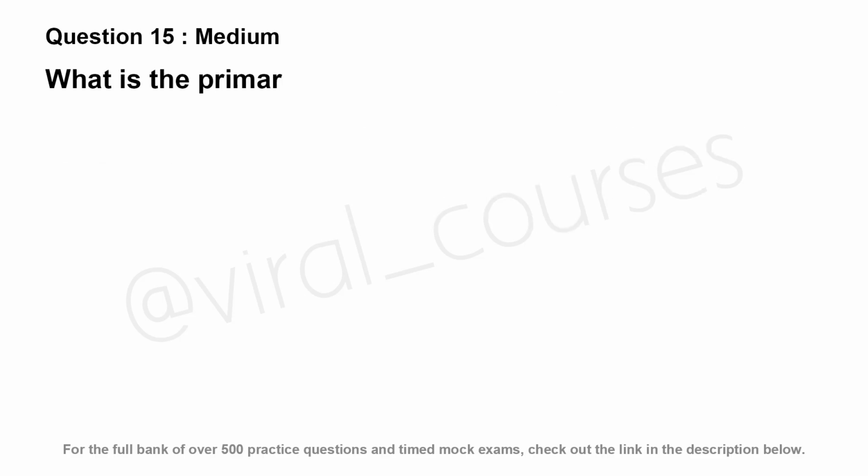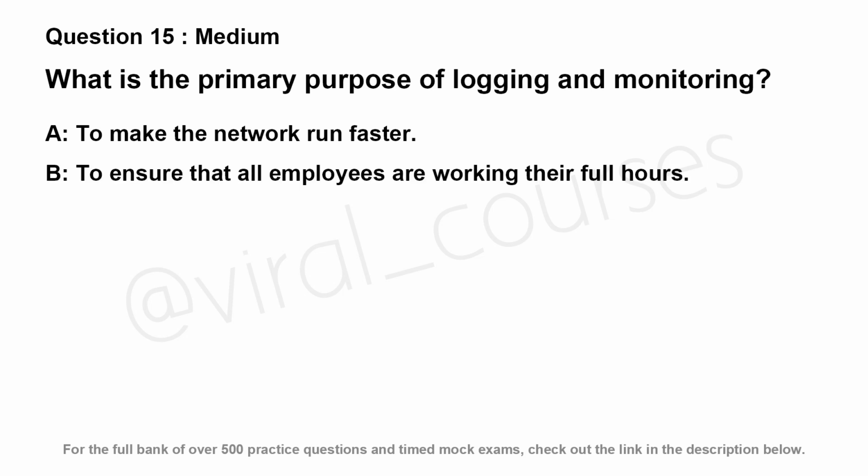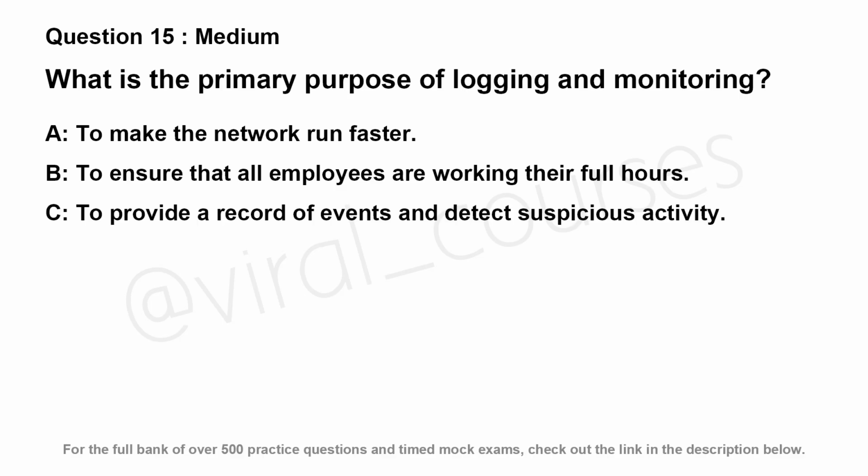What is the primary purpose of logging and monitoring? Option A, to make the network run faster. Option B, to ensure that all employees are working their full hours. Option C, to provide a record of events and detect suspicious activity. Option D, to automatically delete spam emails.